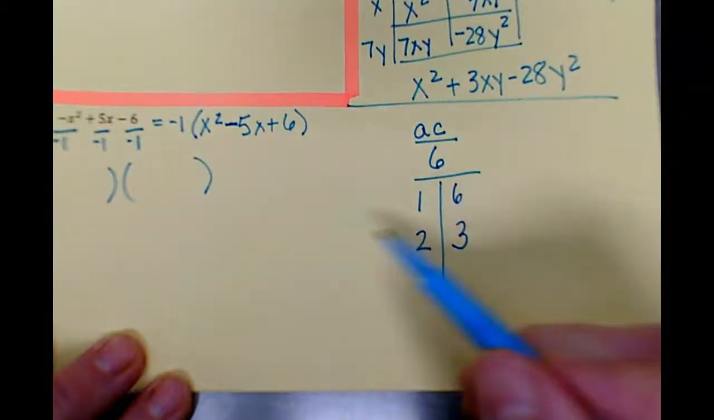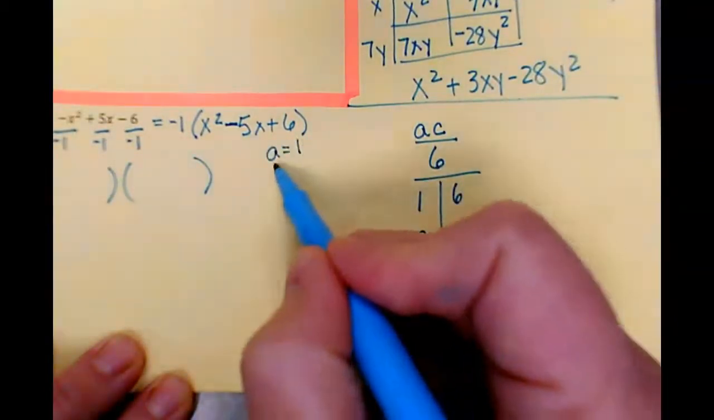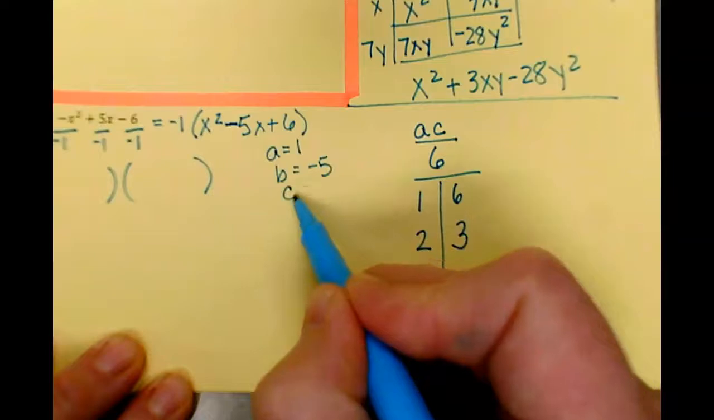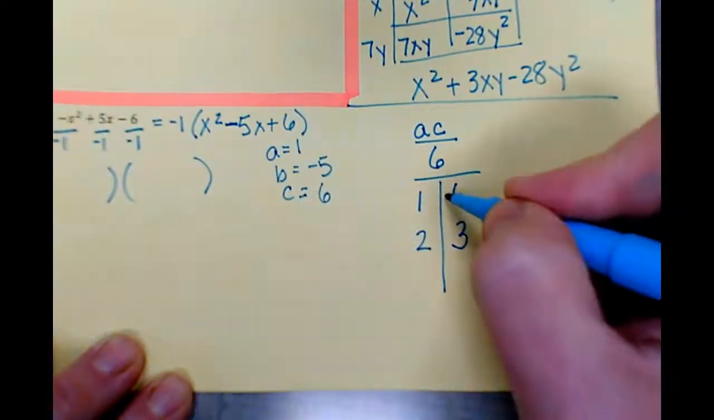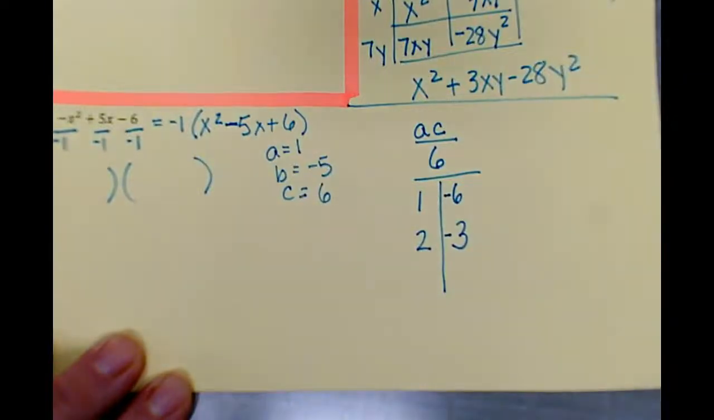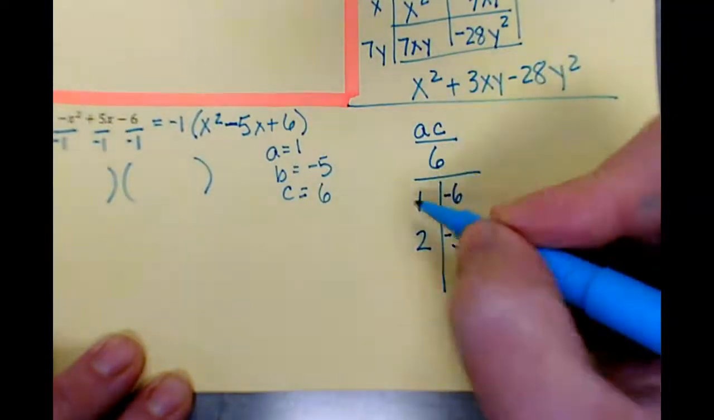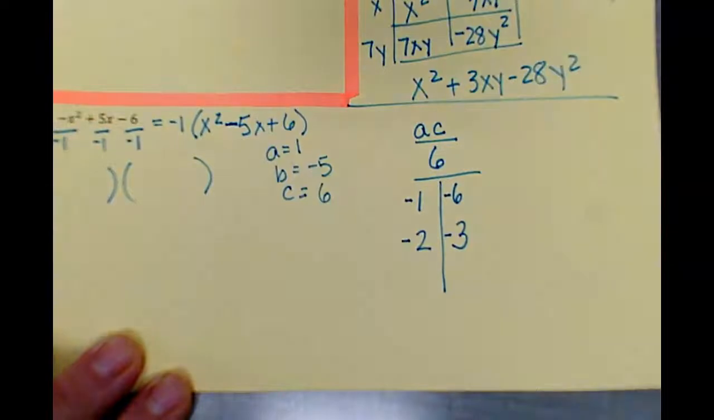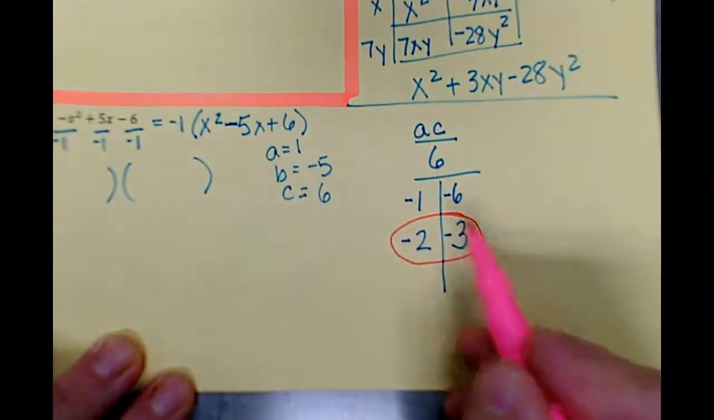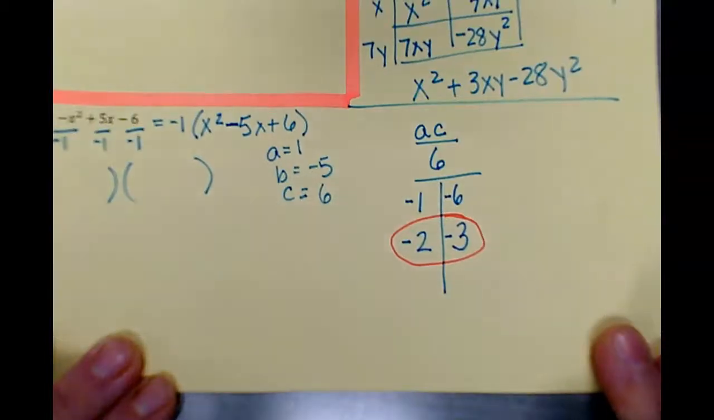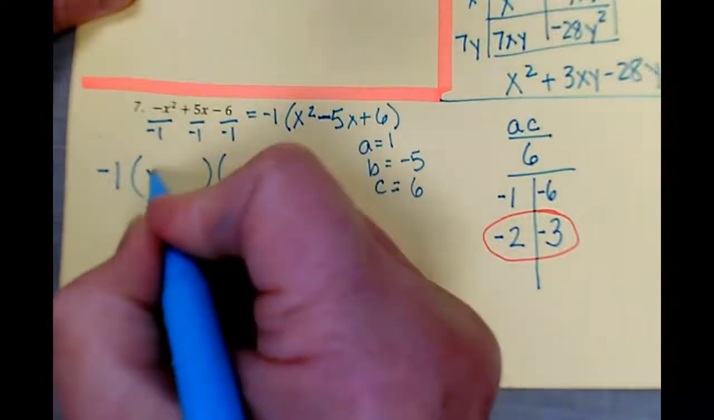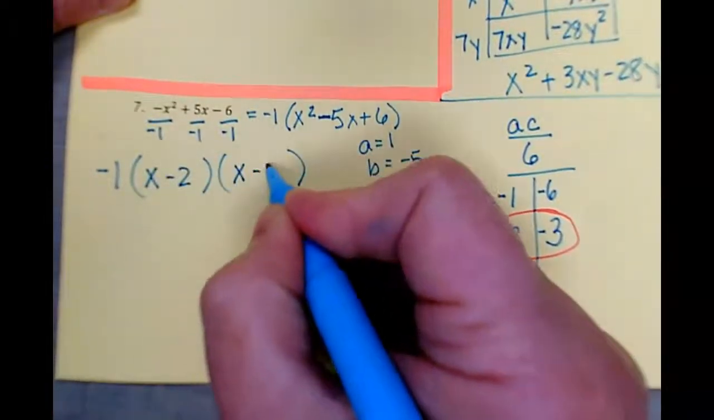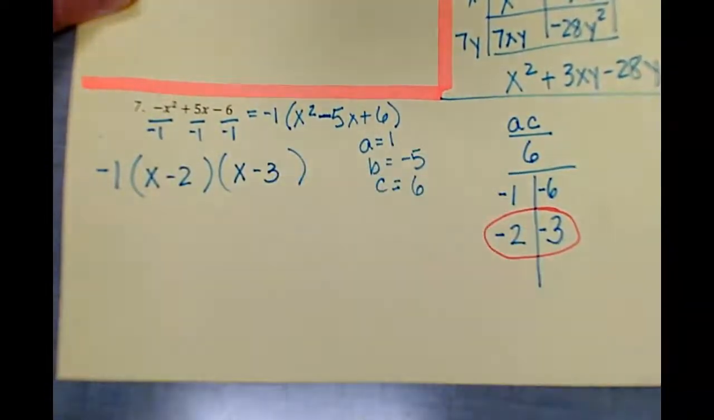The 6 is positive, and the b is negative. If the b is negative, the bigger number has to be negative. If this is positive, they have to be the same. So this is the pair that I need. So this is going to be x minus 2, x minus 3. That is the factored form.